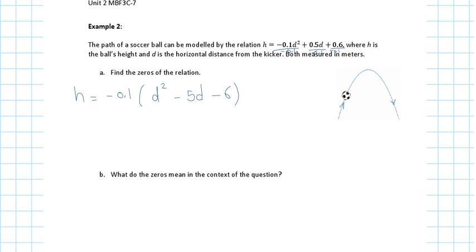Now, I did my common factor. What's next? Sum and product, because it's 3 terms. So I'm looking for 2 numbers that multiply to negative 6 and add to negative 5. So both b and c are negative. That means I'm looking for a large negative and a small positive.